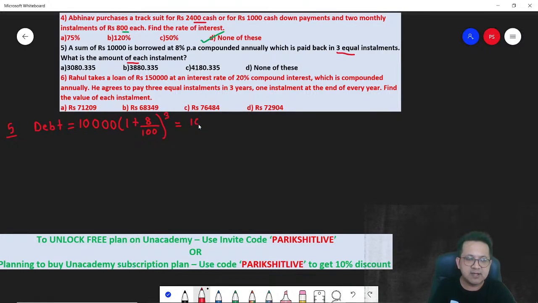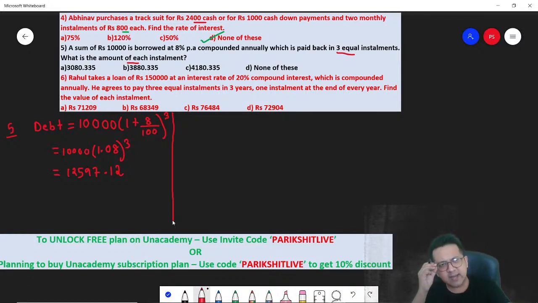So this can be written as 10,000 into 1.08 whole cube. Correct? Please do the calculations. 1.08 whole cube into 10,000 comes out to be 12597.1. This is your total debt. This is the money you need to return at the end of 3 years. Correct? What you decided? You decided you are going to return equal installments.